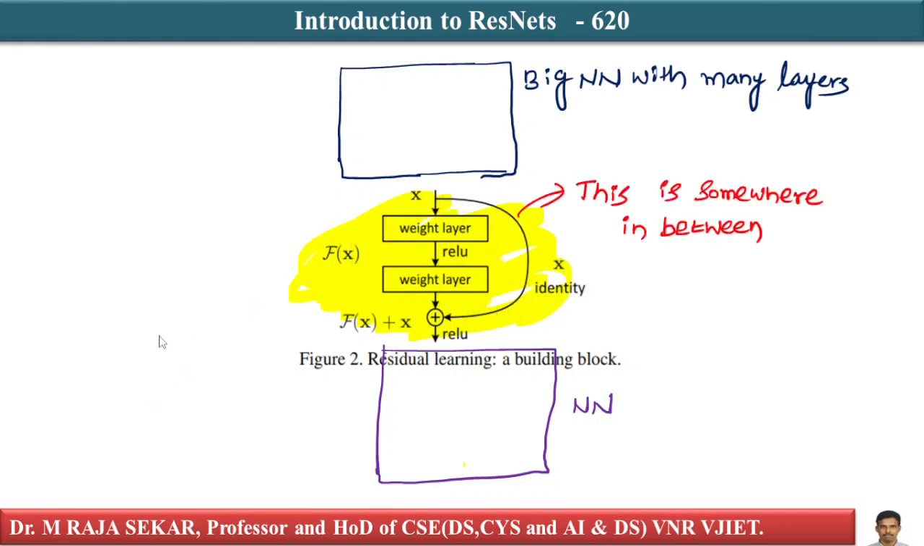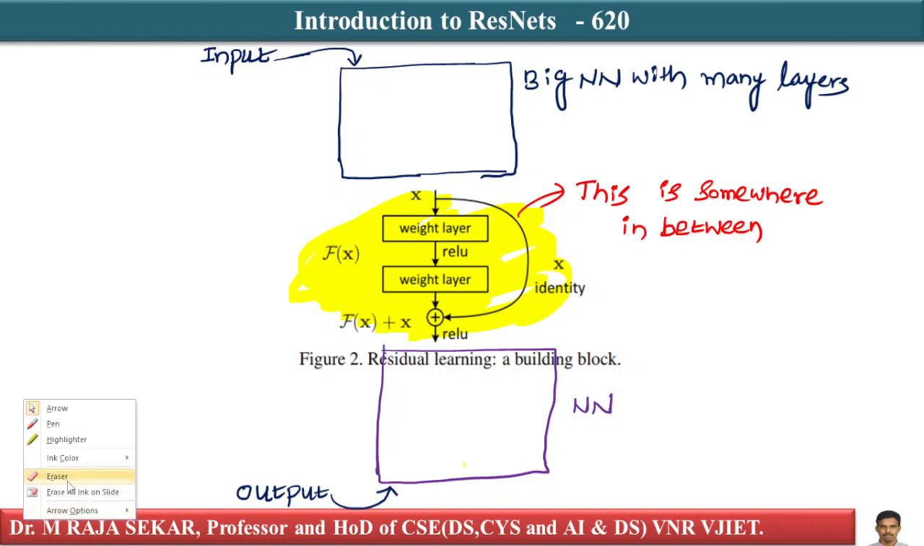Let me say my input. This is my input, and this is my output. In between these, suppose there are two layers, both convolutional layers, of course. Suppose these are the two layers.